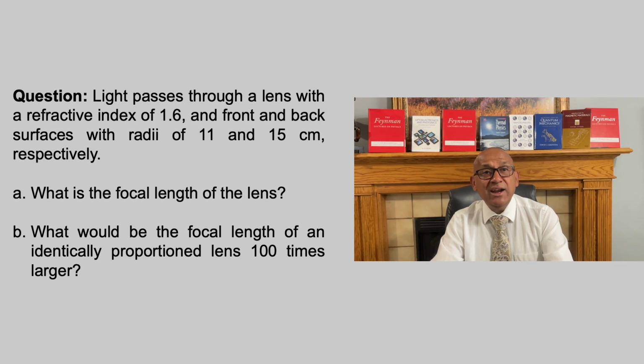Now imagine an identically proportioned lens that is 100 times larger. From our scaling result, which is focal length is proportional to d, its focal length should scale accordingly. Find out what will be the focal length of the new lens. Drop your answers in the comments or email me your calculations.